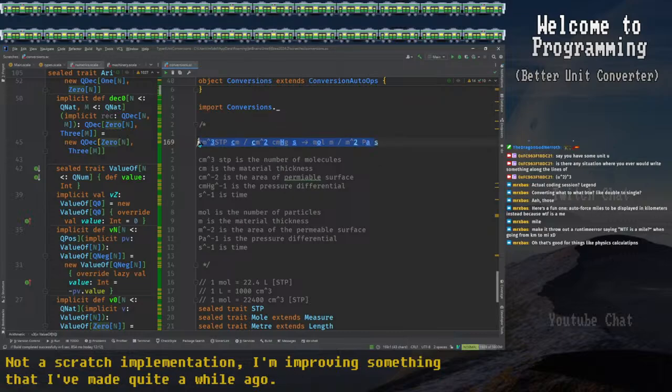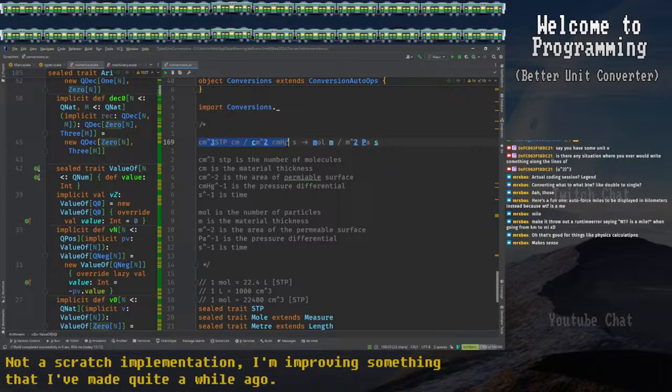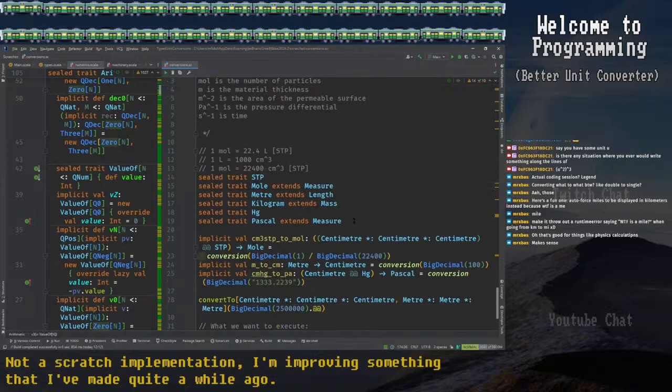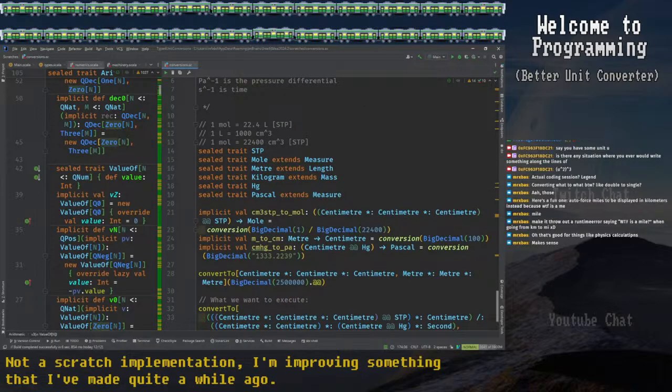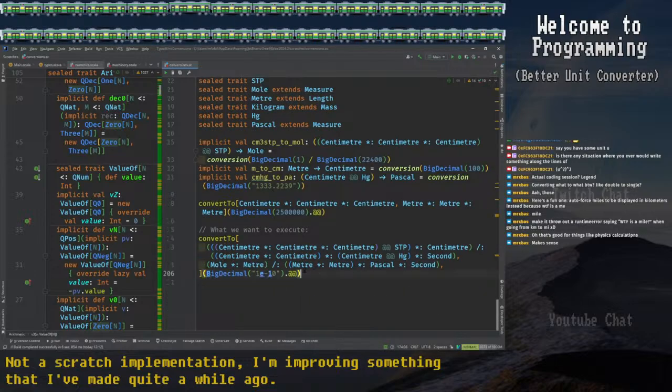These are real units. Centimeters cubed at standard temperature pressure multiplied by centimeters all over centimeters squared times centimeters of mercury times second, to moles times meter all over meter squared times Pascal times second. Those are real units, apparently. I don't know nearly enough chemistry to make sense of what on earth is happening there, but yeah, that did end up working.